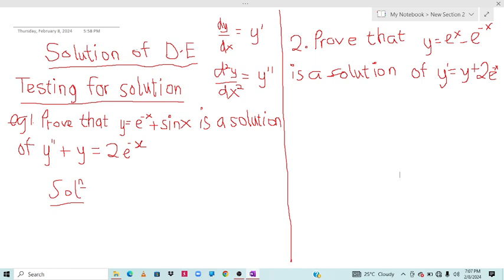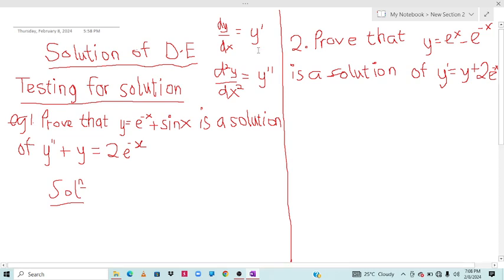Now let's start with testing for solution. So in differential equations, we have two kinds of solutions. We have the general solution, then the actual or the particular solution. But in this tutorial, we are going to talk about steps in proving that a given statement is a solution to a differential equation. So first of all, I would like to explain some few things.